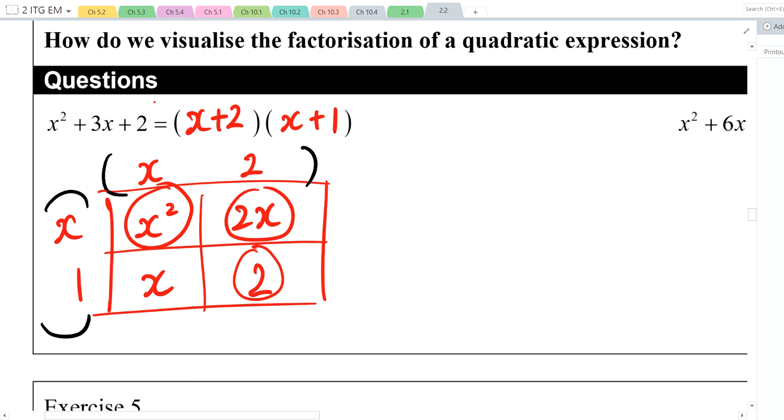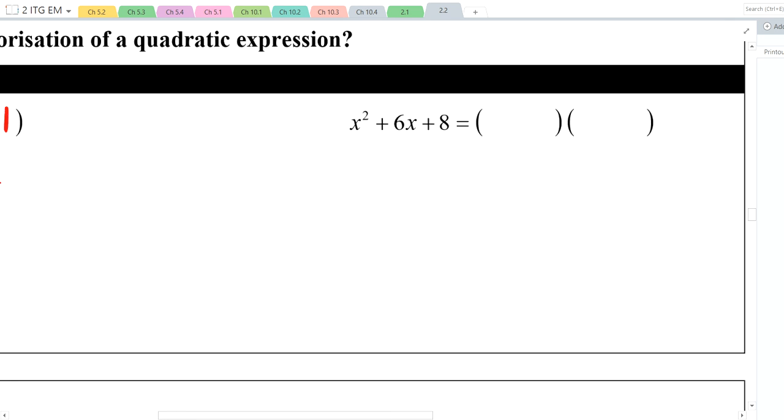Is it complex? Complicated? For a start, a bit hard to remember. That's why we need to practice. As long as you get the logic, you practice, you'll be okay. Let's try the next one together.